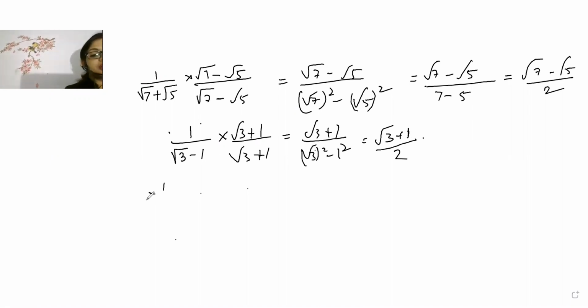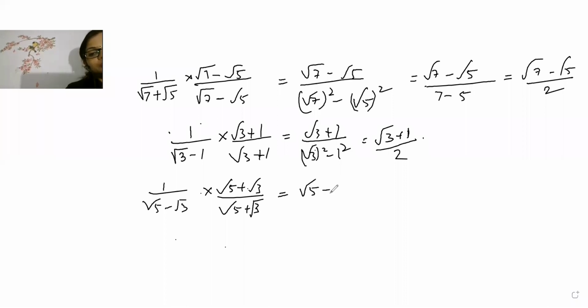Okay, quickly tell me this answer. 1 by root 2 minus, say, 1 by root 5 minus root 2. Easy. Very good. Root 5 plus root 3 by 5 minus 3.